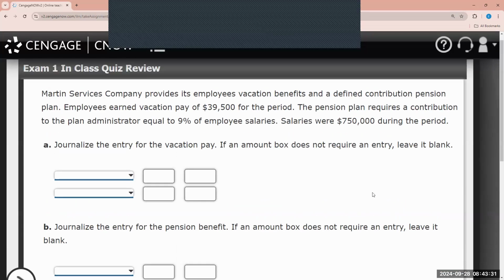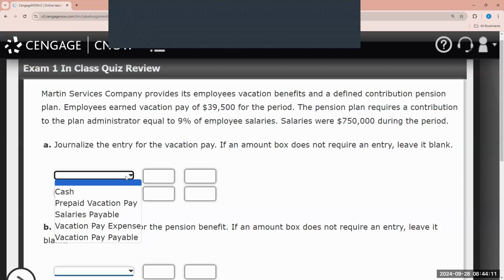So in this example, it asks us A, to journalize the entry for the vacation pay, and for B, journalize the entry for the pension benefit. Martin Services Company provides its employees vacation benefits and a defined contribution plan. Employees earned vacation pay of $39,500. The pension plan requires a contribution to the plan administrator equal to 9% of employee salaries. Salaries were $750,000 during the period.